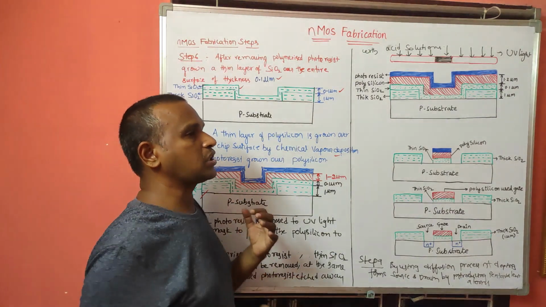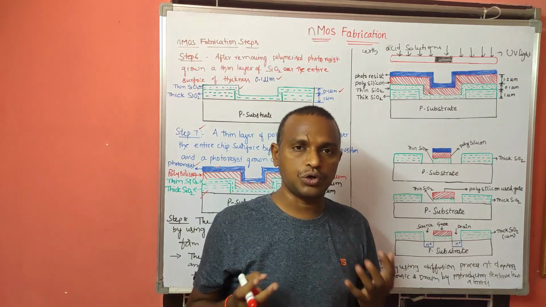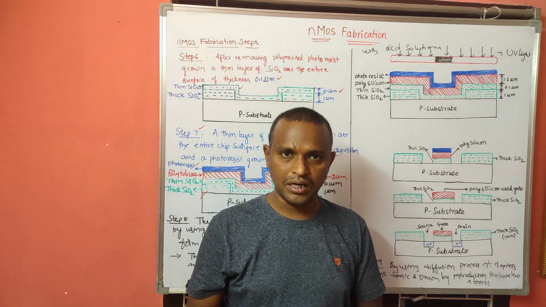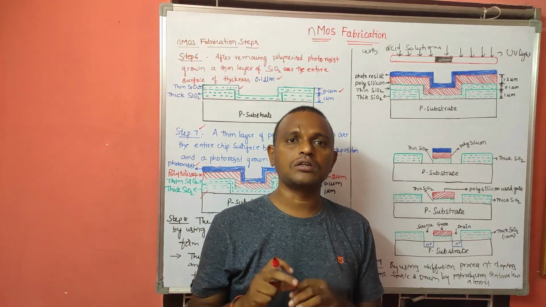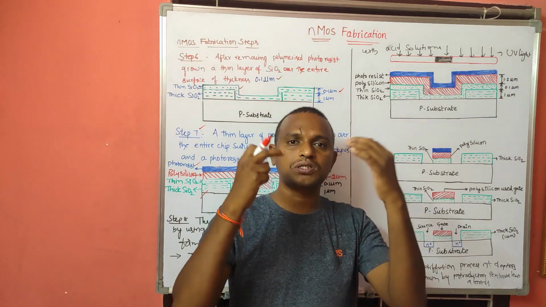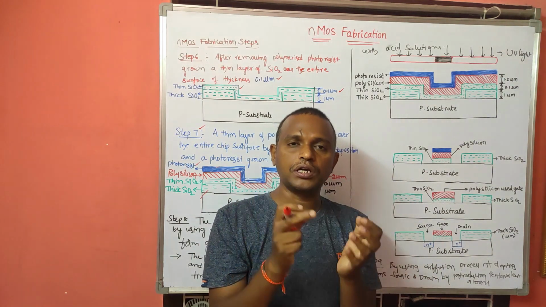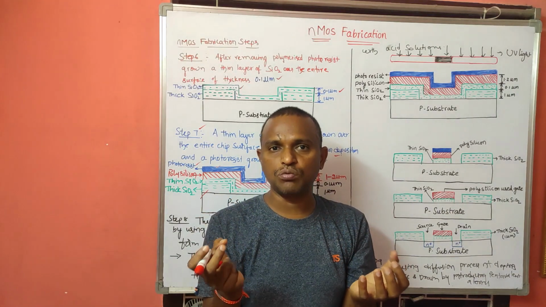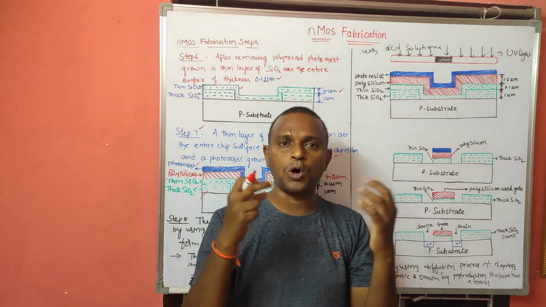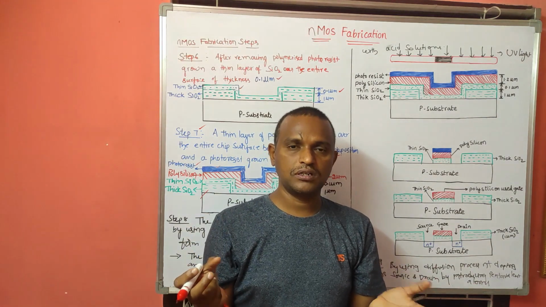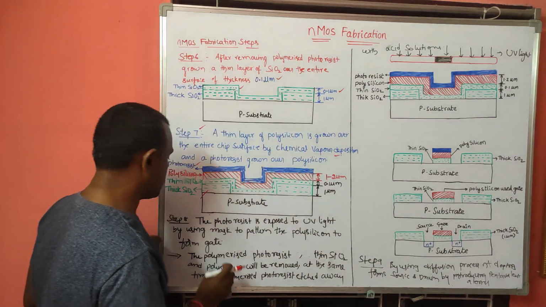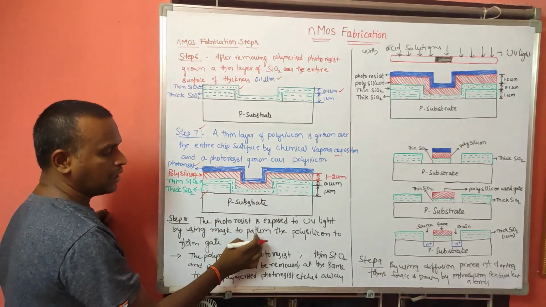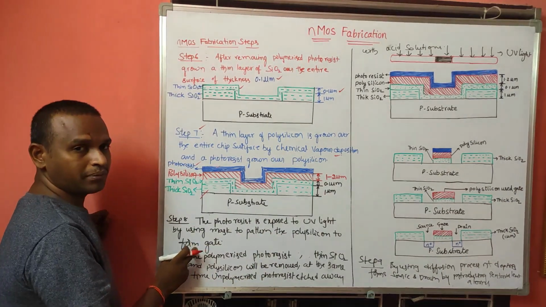After forming the polysilicon and photoresist, we have to use the mask to form the polysilicon gate. After using the mask, we will expose that to the UV light. After exposing to the UV light, we will remove the polymerized and non-polymerized photoresist. That is the next step. So the photoresist is exposed to the UV light by using the mask to pattern the polysilicon to form the gate.